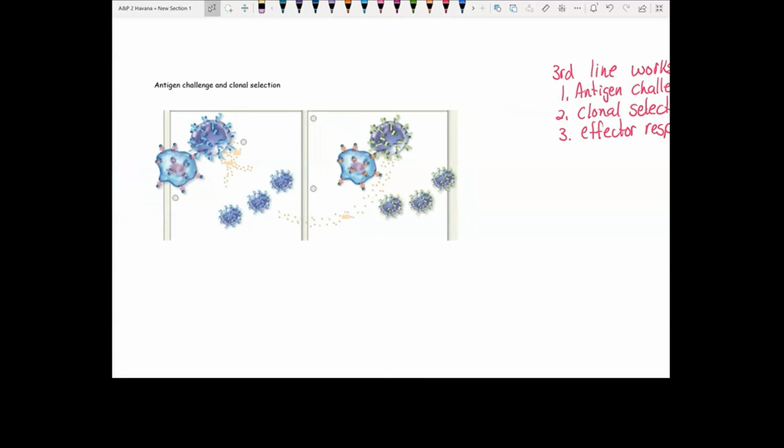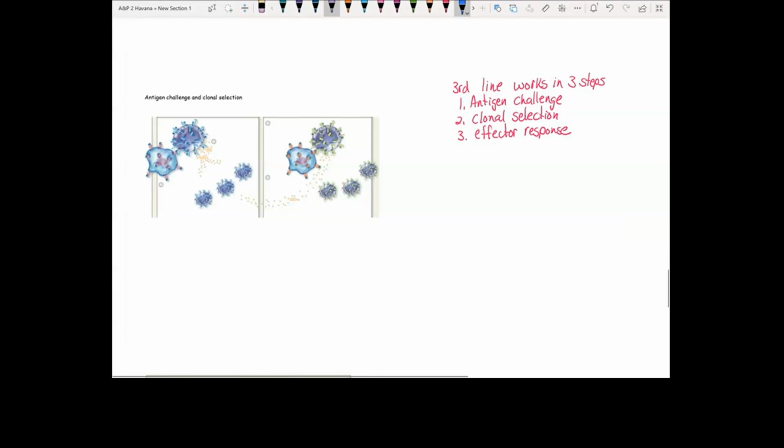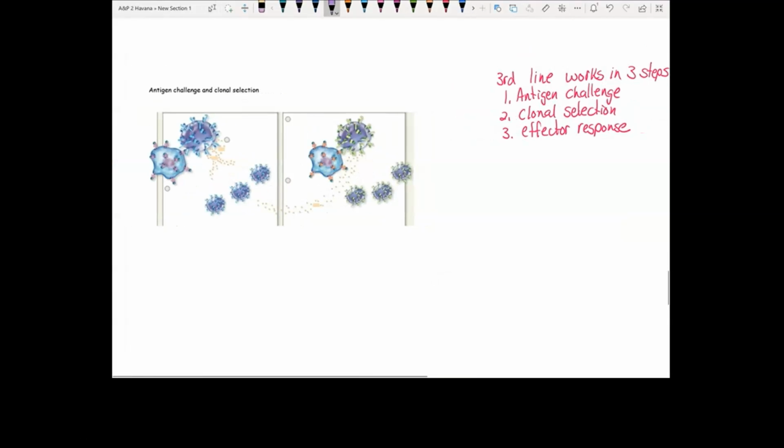Okay, so we'll go through and put all this together. We'll start off with, just to see what color it had, the light purple. Here is an antigen presenting cell. So our antigen presenting cell engulfs a pathogen. Then it displays pathogen antigen on MHC2.